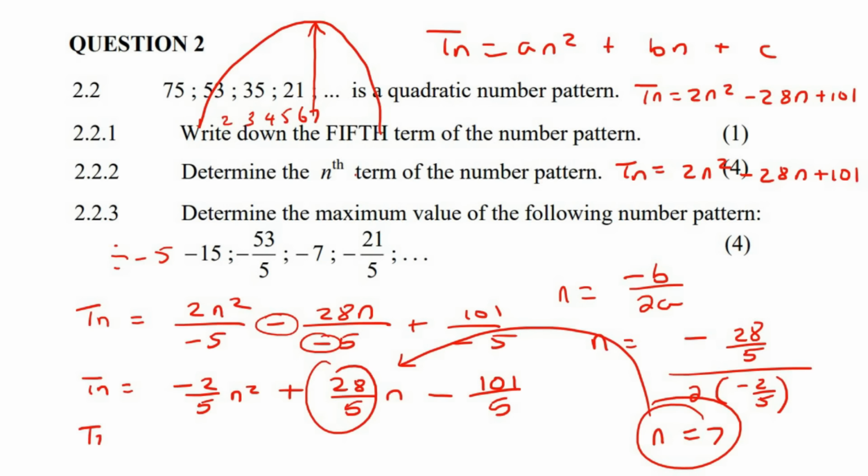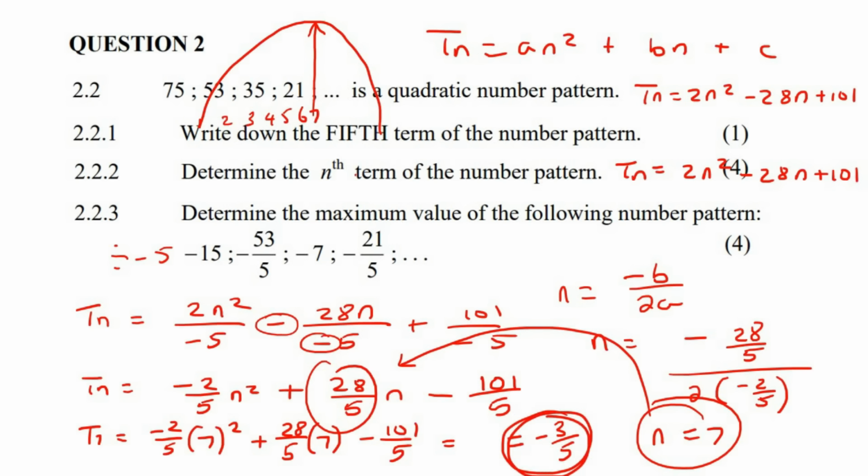So we could find the 7th term. And if you work this all out, you end up with the final answer of negative 3 over 5. So that is the final answer there.